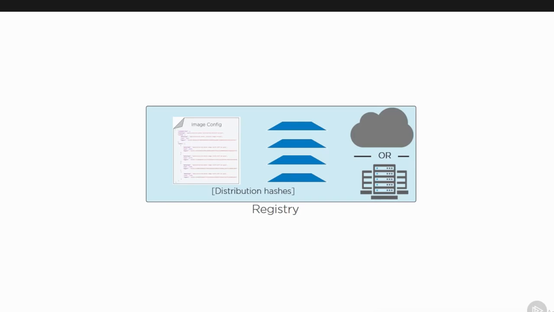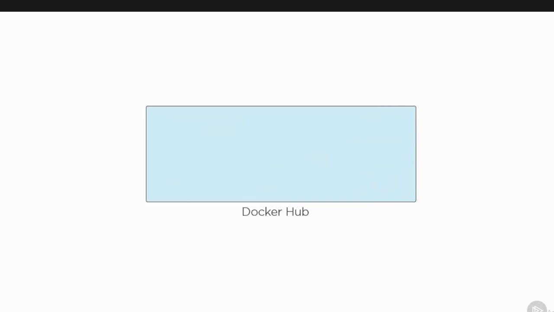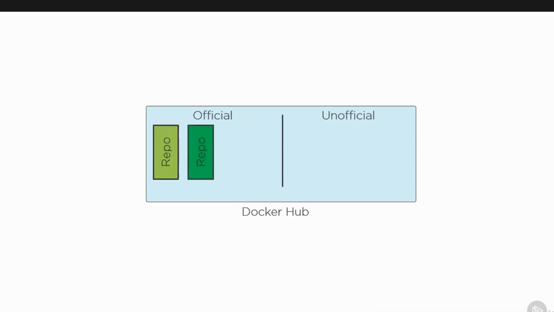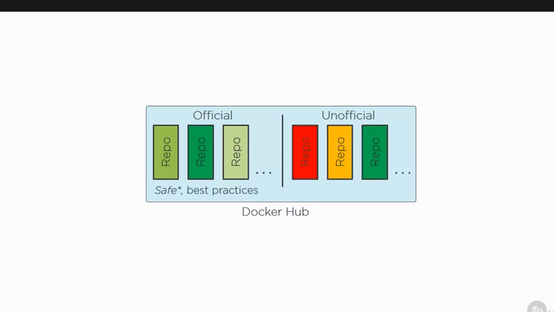Anyway, on Docker Hub, repos are divided into official and unofficial, and the two are not equal. Official repos are the safest and follow best practices. Unofficial, not so much. In fact, unofficial can be dangerous, but they can also be great. I mean, there's some absolutely cracking projects out there in unofficial image land. You've just got to know where to look. There's other registries as well, and there's even on-premises ones.